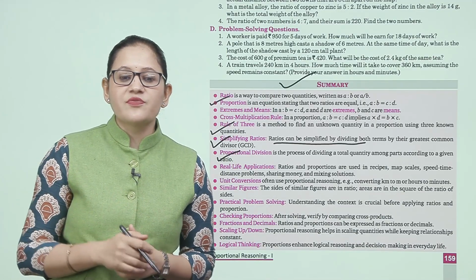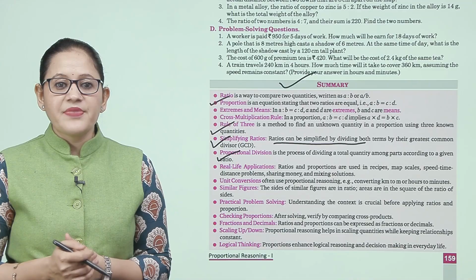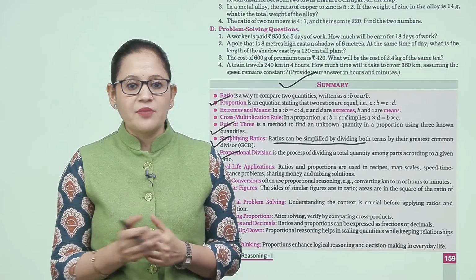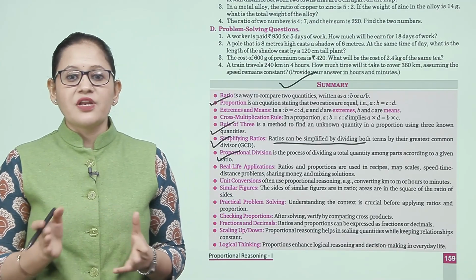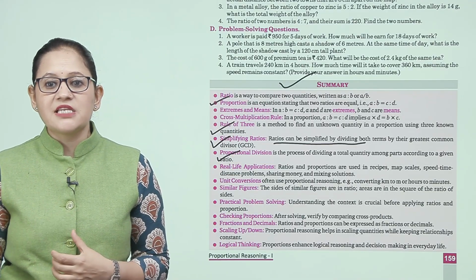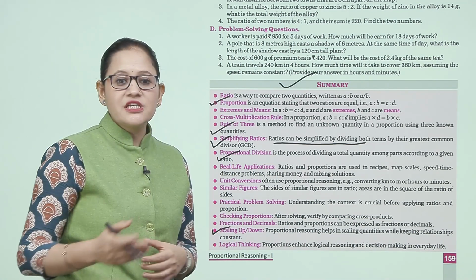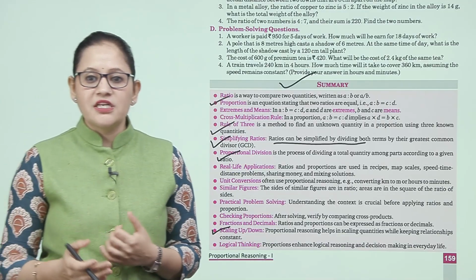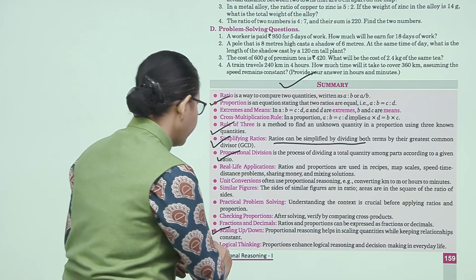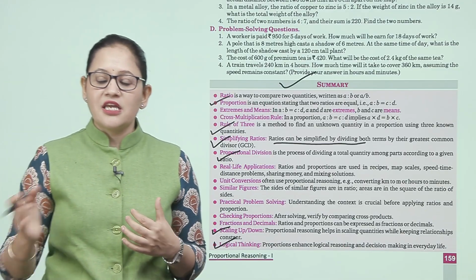Similar figures: the sizes of similar figures are in ratio, and areas are in the square of the ratio of sides. Practical problem solving: understanding the context is crucial before applying ratio and proportion. Checking proportion: after solving, verify by comparing cross products. Fractions and decimals: ratio and proportion can be expressed as a fraction or decimal. Scaling up and down: proportional reasoning helps in scaling quantities while keeping relationships constant. Logical thinking: proportion enhances logical reasoning and decision making in everyday life.